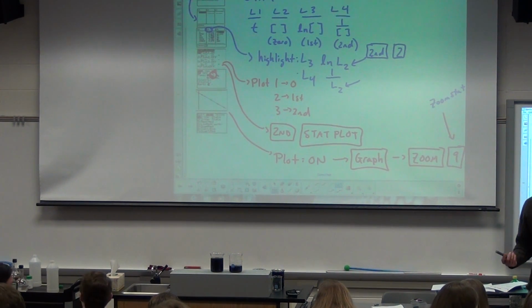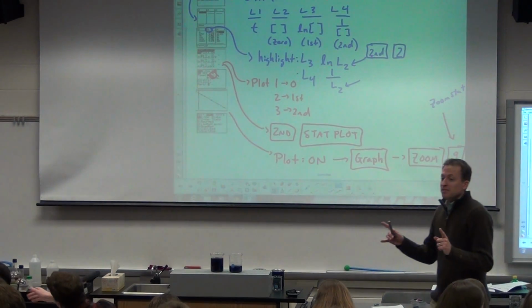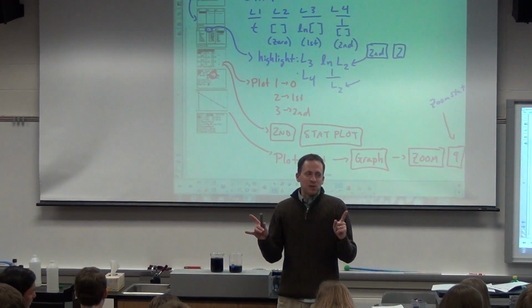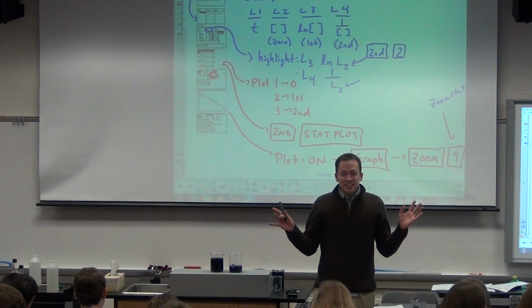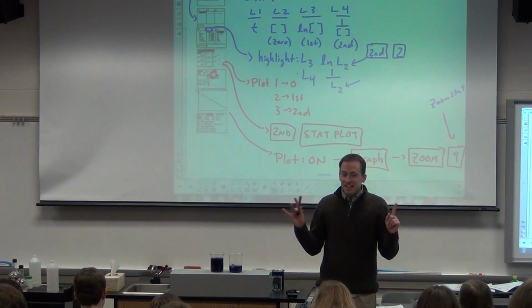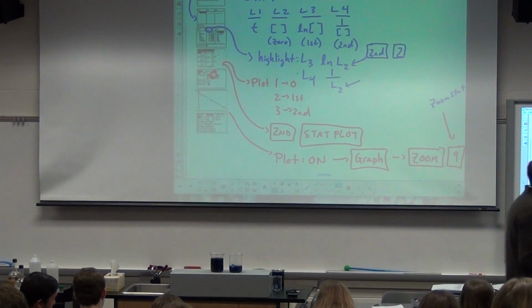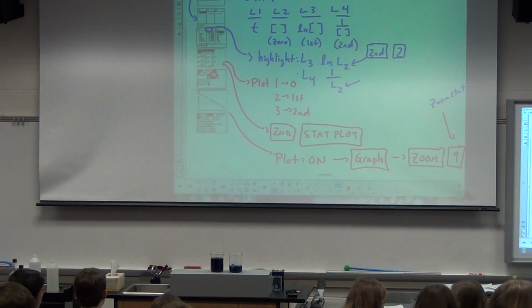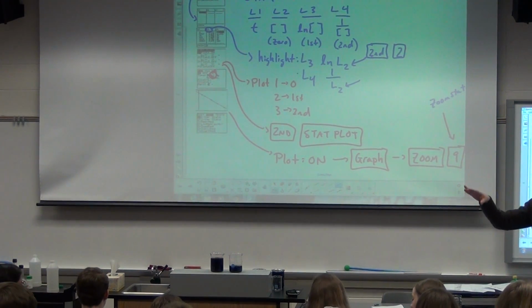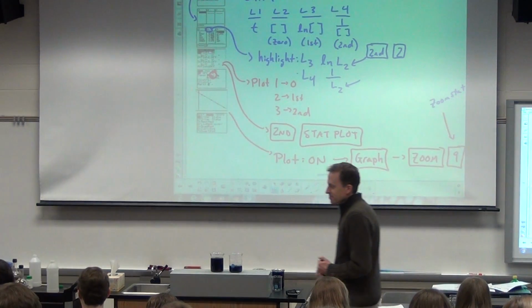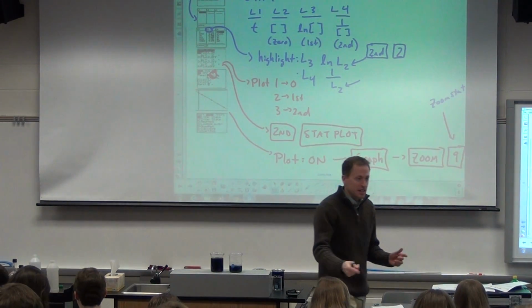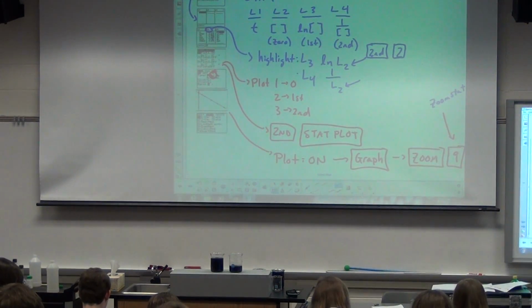Straight line? No. If you're a gambling person, you could say it must be second order. That's assuming you did everything right. That's not a good assumption. So, what I'd like you to do, clear plot, turn off plot 2, turn on plot 3, graph zoom 9. We have one more thing to write, and then we're going to actually do the problem. If we have 10 minutes, we have to do great.